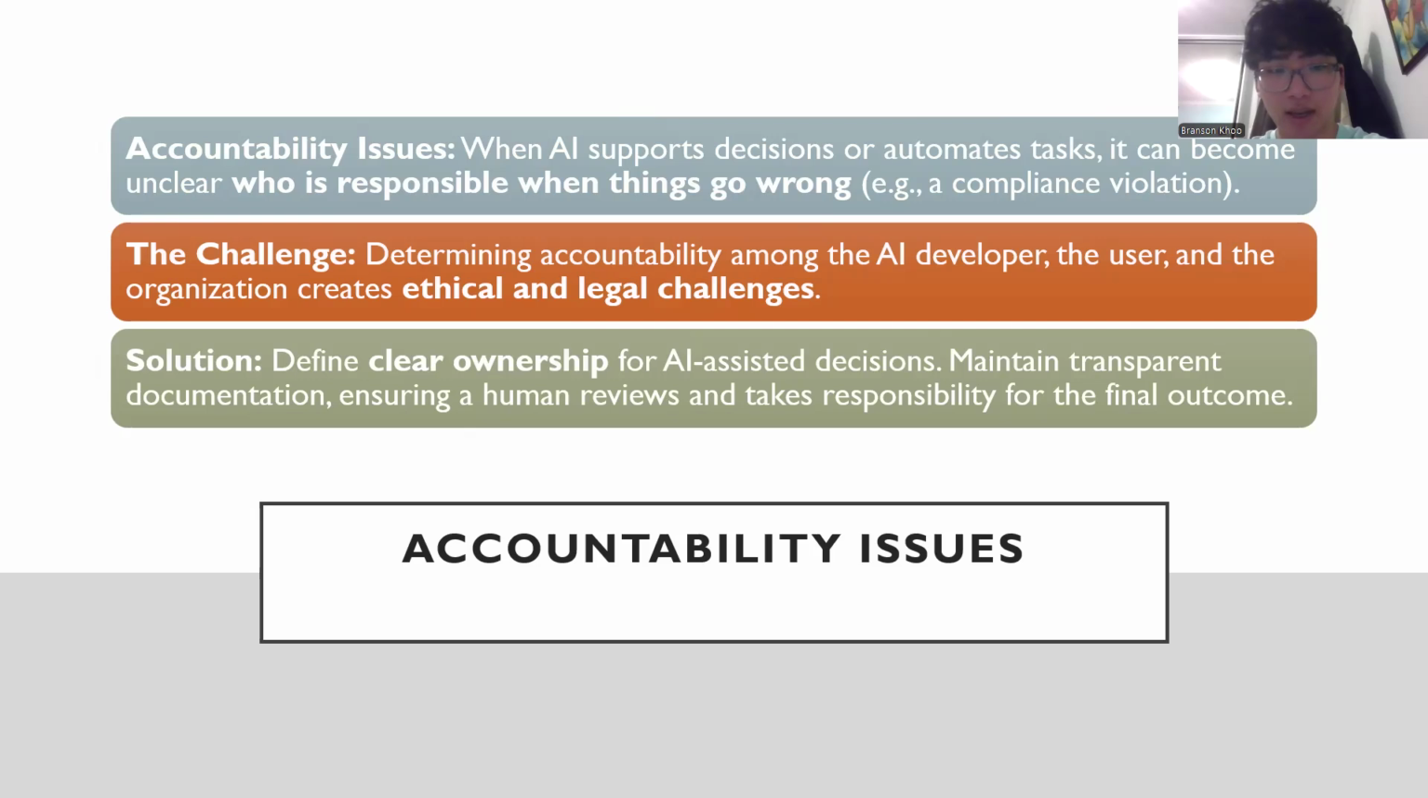So, to prevent this, it's crucial to define ownership of AI-assisted decisions and maintain transparent documentation of how AI outputs are generated and used. Every AI-assisted action should have a clear human in the loop who takes responsibility for reviewing, approving, and justifying the outcome.